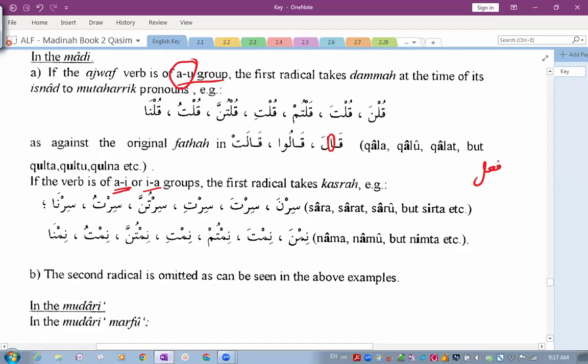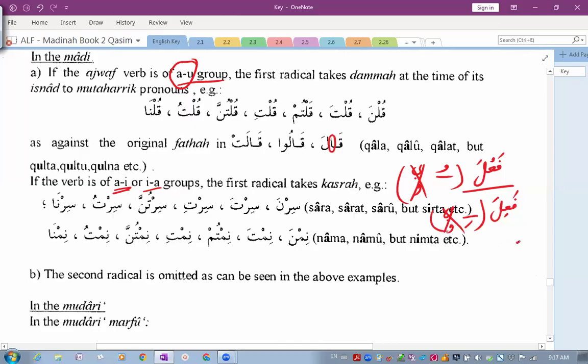So Fa'ula is one of them. What will happen with Fa'ula? From mutaharrik pronouns, the first radical will start taking a Dhamma, and the ya or waw will get dropped. Fa'ila: from mutaharrik pronouns, the first radical will start taking a kasra and the ya or waw will get dropped.